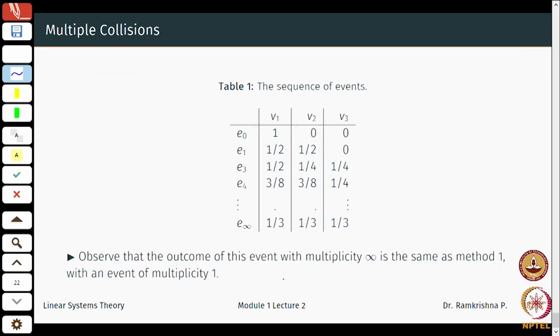So, what is happening? This is in the event of multiple collisions. I am looking at E equal to 0 at steady state, if I may call it so, where my velocities will be 1 by 3, 1 by 3, 1 by 3.